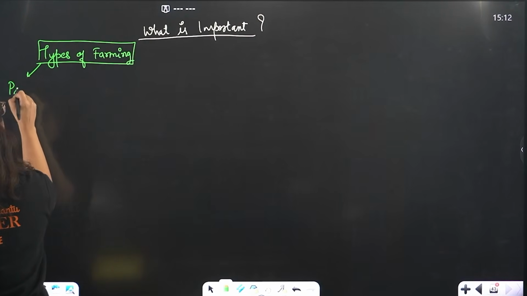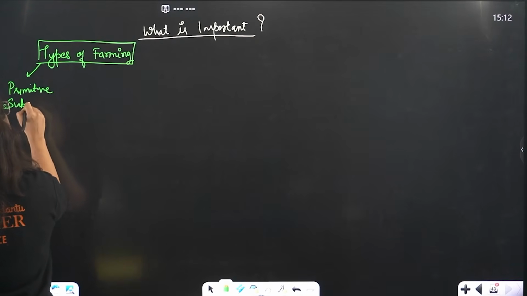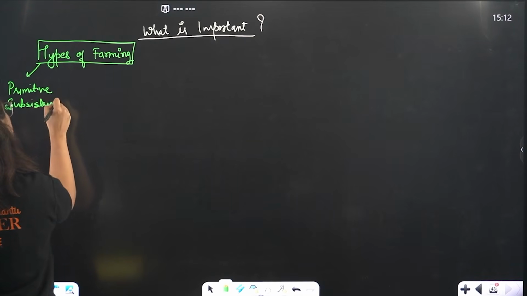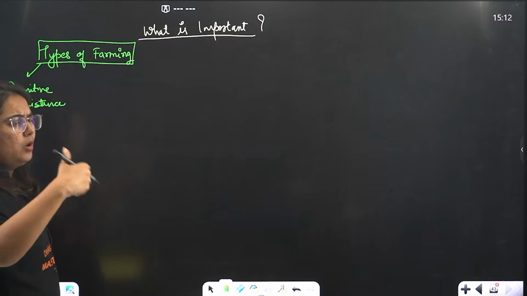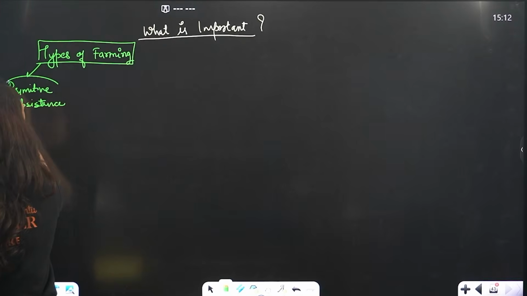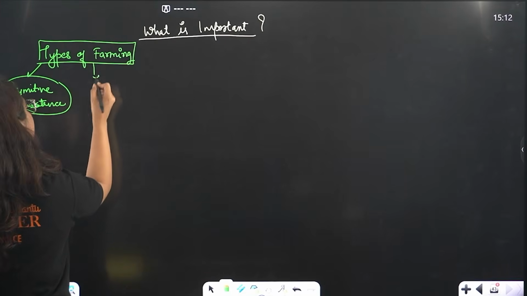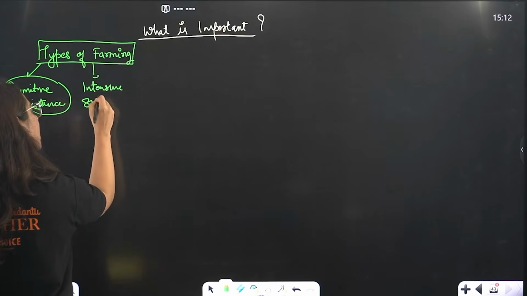Okay, there are how many types of farming? 3. It is primitive subsistence. Primitive matlab old, subsistence matlab for self consumption, so it depends upon old tools. How? Dough, digging sticks, etc. Based upon natural cycle, one example is slash and burn. Okay? Then we have intensive subsistence.